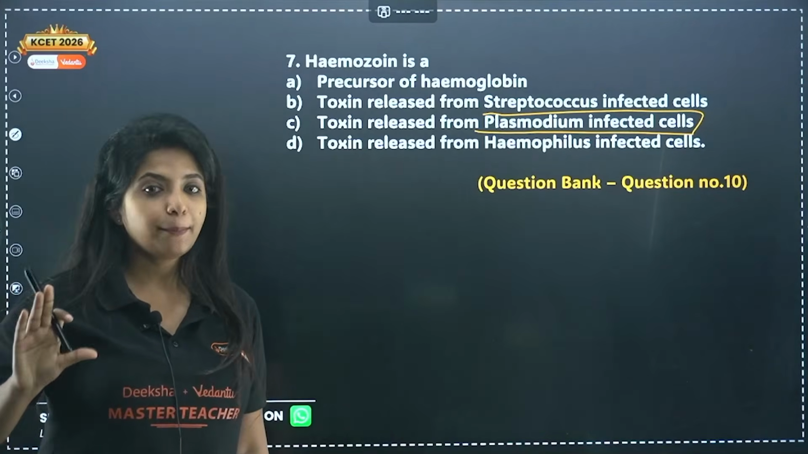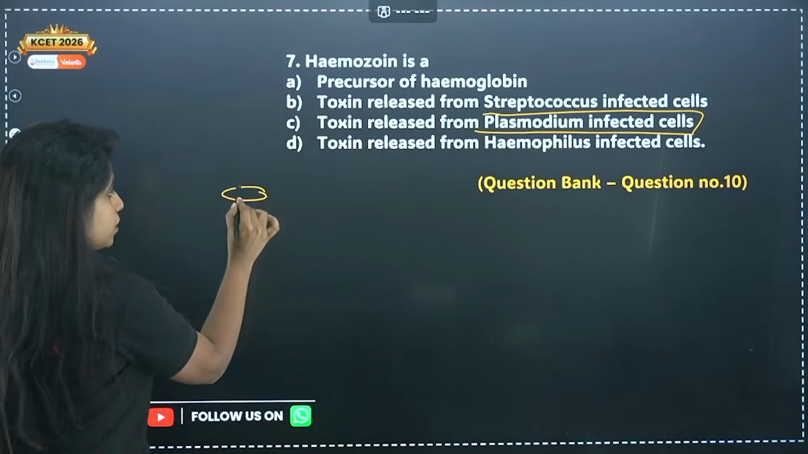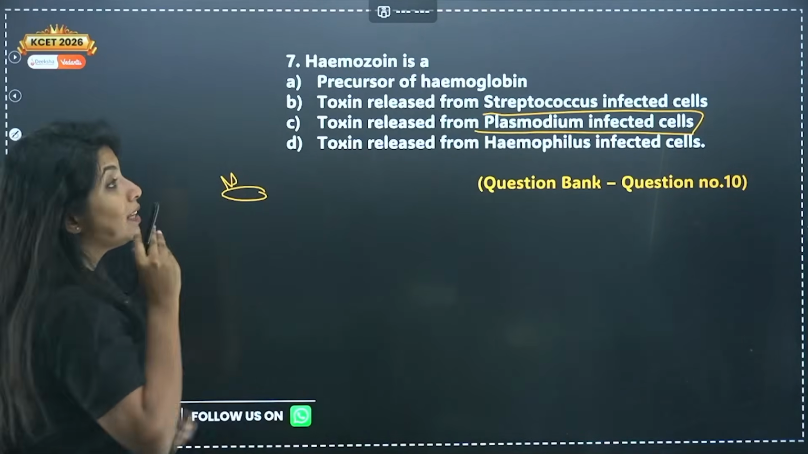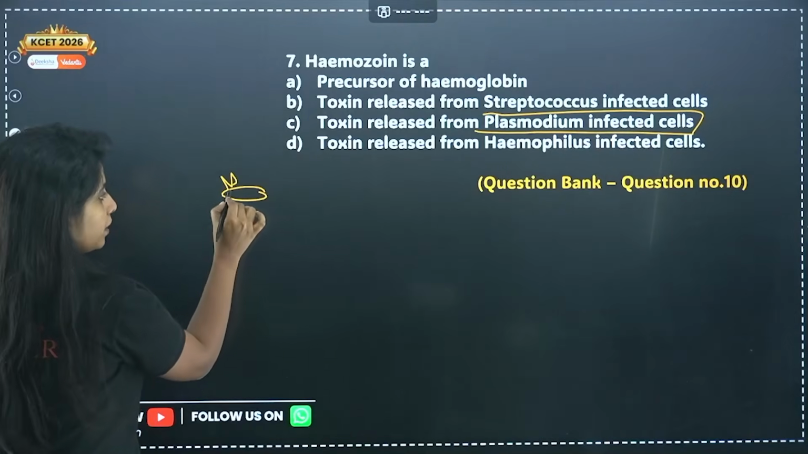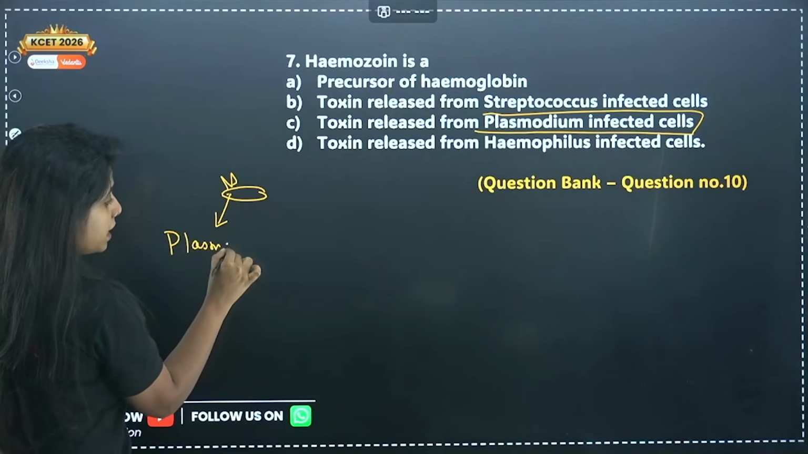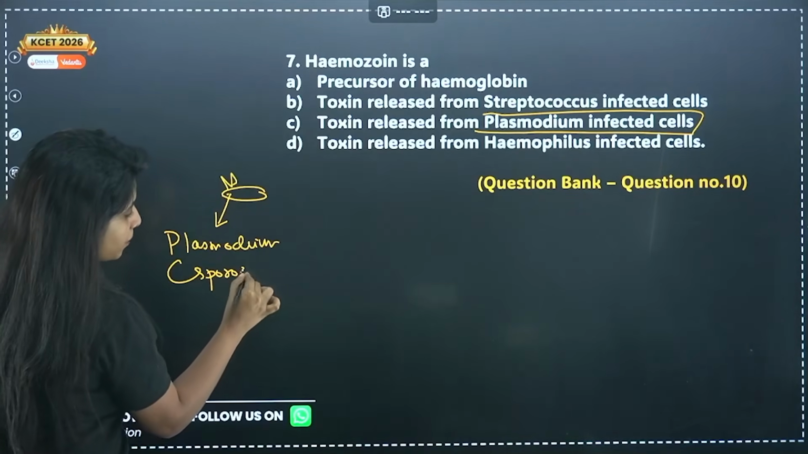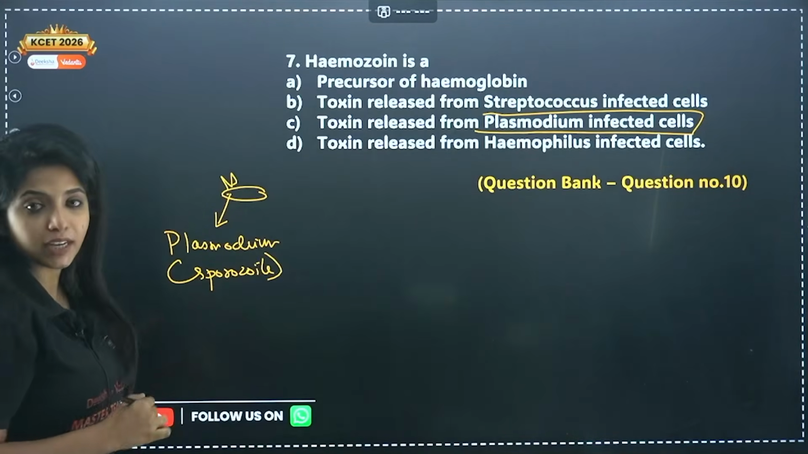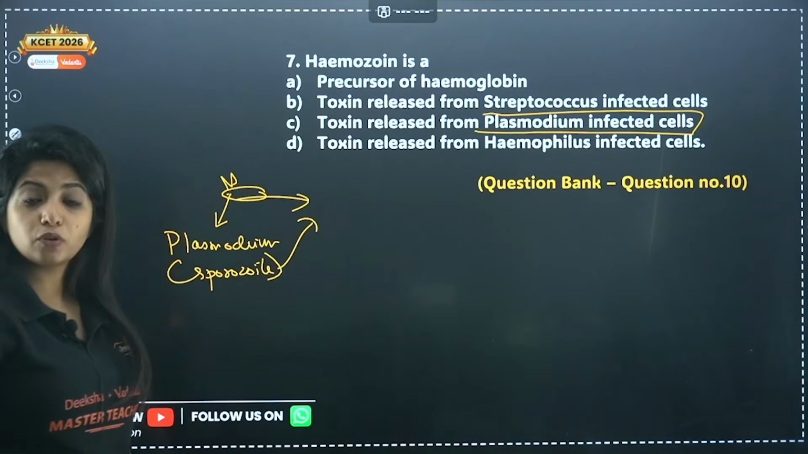So what exactly happens? I'll tell you, listen to me carefully. Suppose there is a mosquito over here. In the mosquito's salivary gland, you have the plasmodium which causes malaria, and this plasmodium is in a stage which you call sporozoite. So it enters our body in this stage, which is the sporozoite stage.